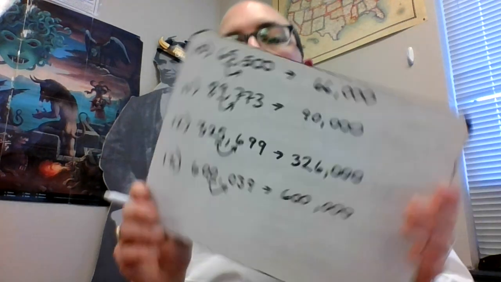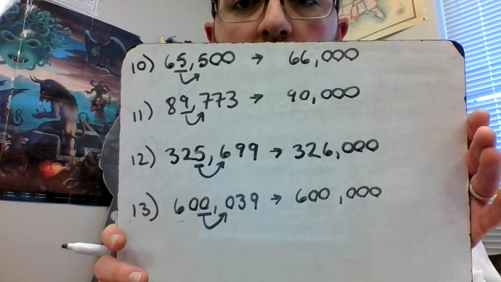And then finally, we have 600,039. That 0 is in the thousands place. To its right is another 0. So we're going to let it rest. We're going to keep it at 600,000. We're not going to bump it up to 601,000. All right, so that is our work for those problems.